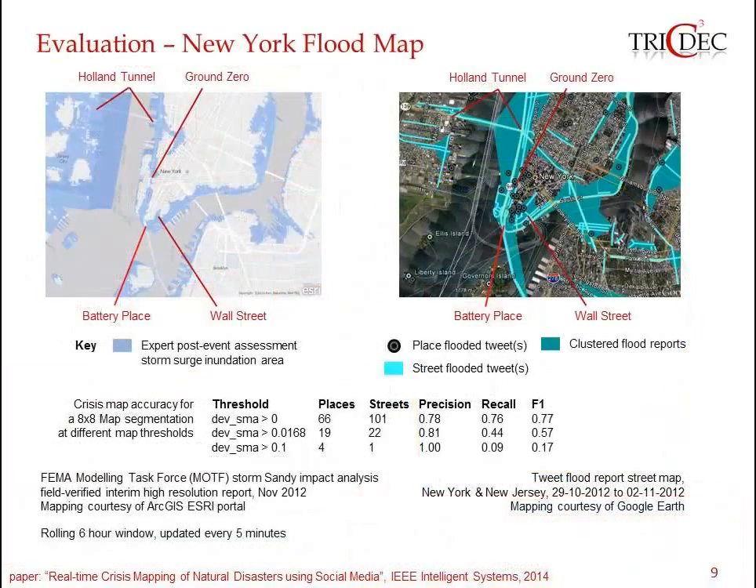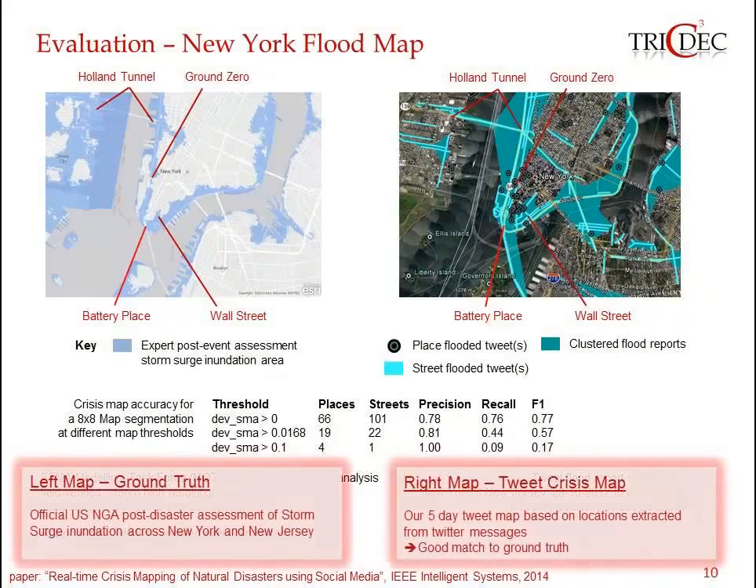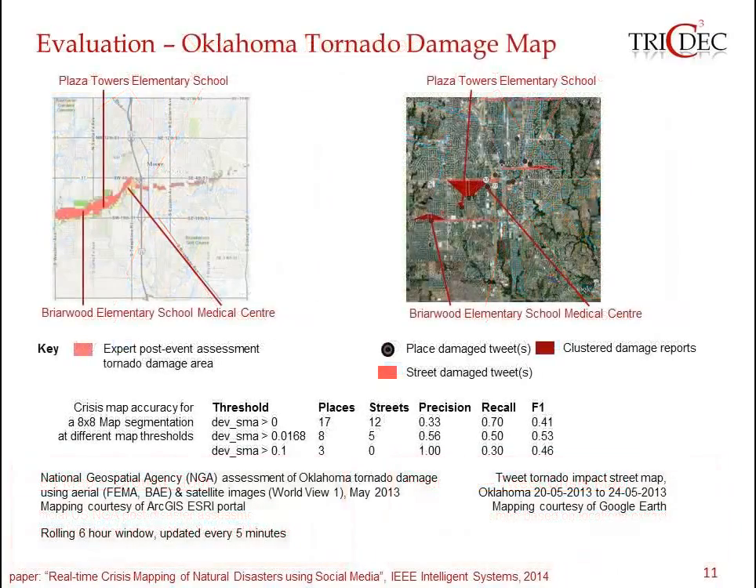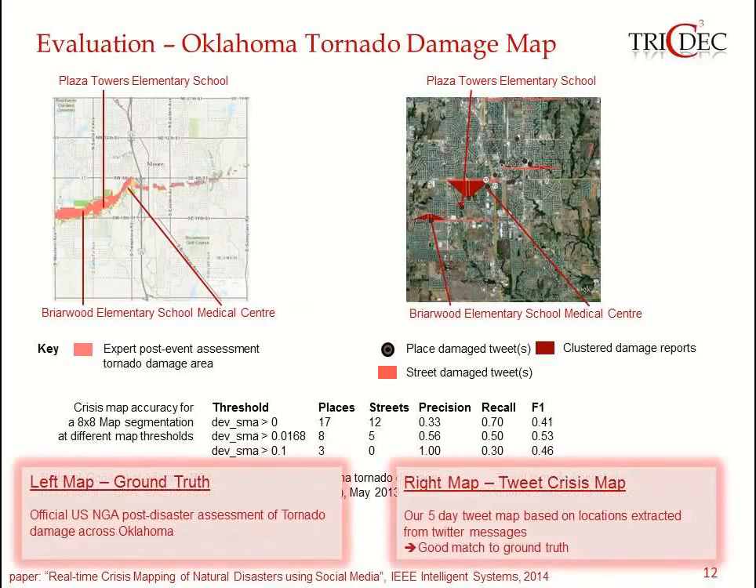To test the usefulness of our maps as a whole, we looked at both the New York flooding from the Superstorm Sandy and Oklahoma tornado damage maps and compared them to expert damage assessments provided by the US NGA agency. You can see on the left-hand side of these slides is the damage assessment map provided by the experts, and to the right-hand side is the flood or damage map provided by our crisis mapping system. The two maps look pretty similar, and you can see that by varying the quality threshold we can increase or decrease the precision and the F1 score accordingly.